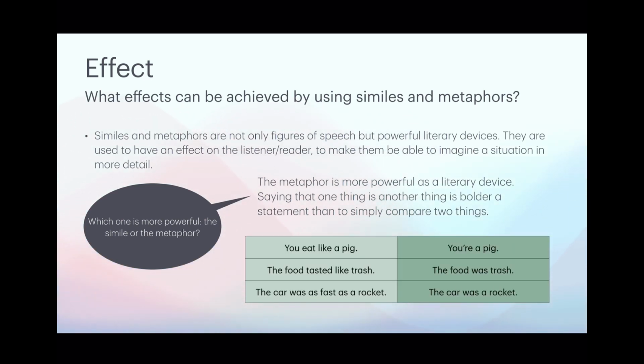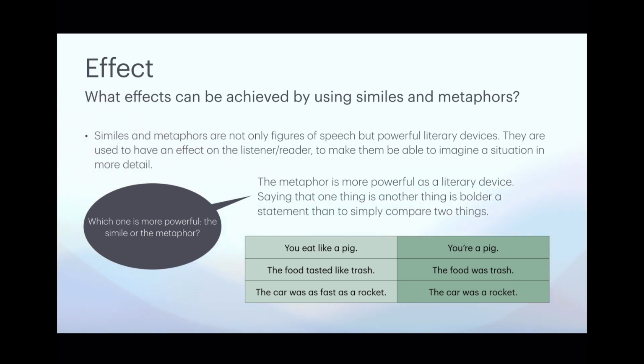Let's compare you eat like a pig, which is a simile, to you are a pig. You can kind of get away with saying to someone that, oh, you eat like a pig. But getting away with saying you're a pig isn't guaranteed, right? It's got more power. It's more effective. It's ruder, okay?